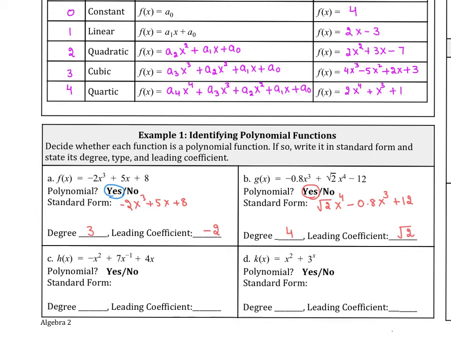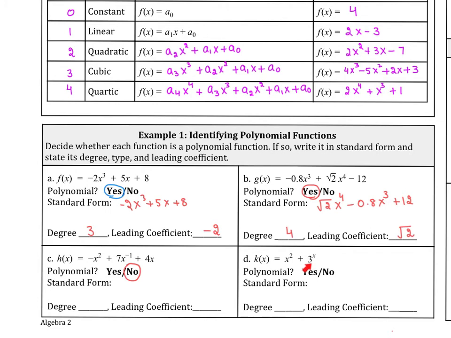So this is going to be no, because this is not a polynomial. And if it's not a polynomial, then we do not answer the rest of the question because it doesn't apply here. For letter D, the coefficient for this one is 1.